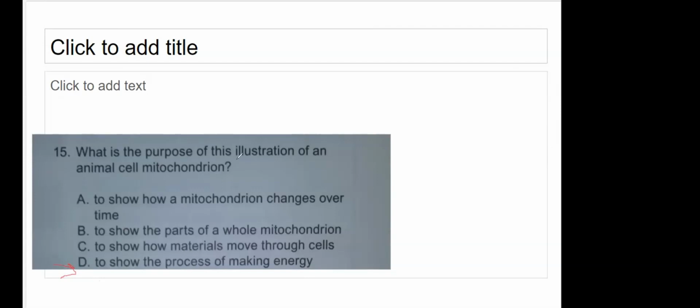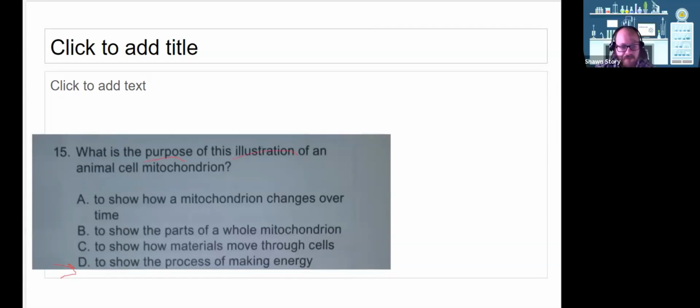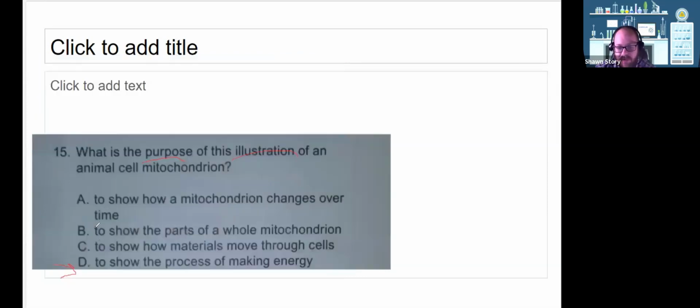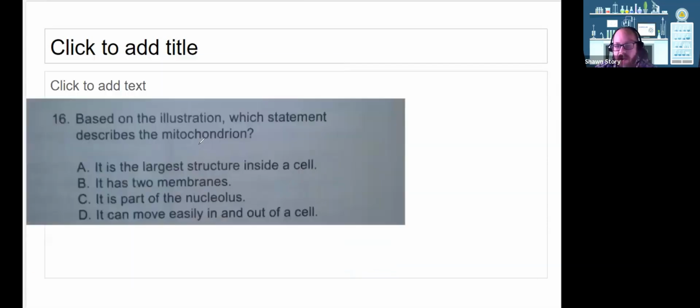What is the purpose of this illustration? To show the parts of a whole mitochondria. Yes. Yeah. To show the parts of it. B is our correct answer. That is the purpose of this diagram. Okay. Based on the illustration, which statement describes the mitochondrion?